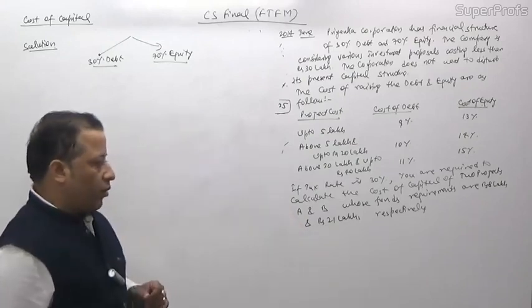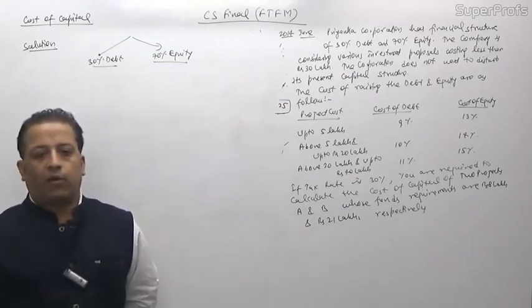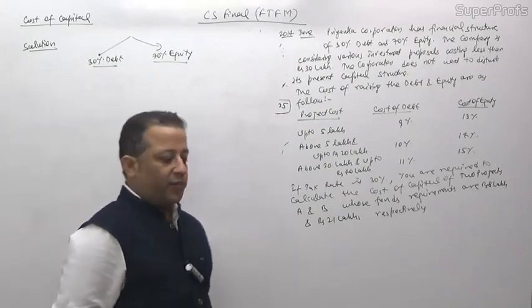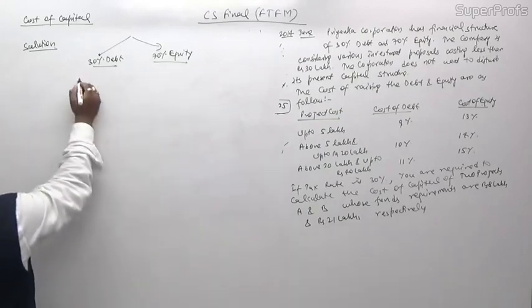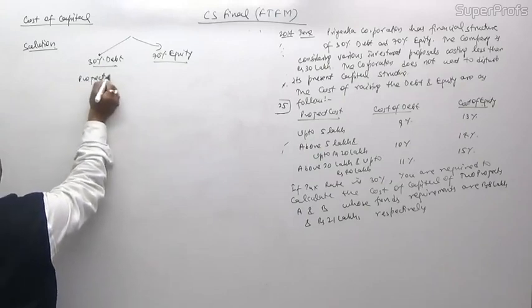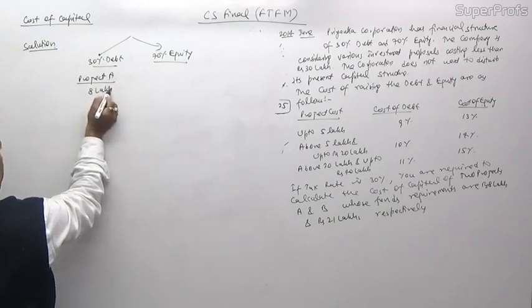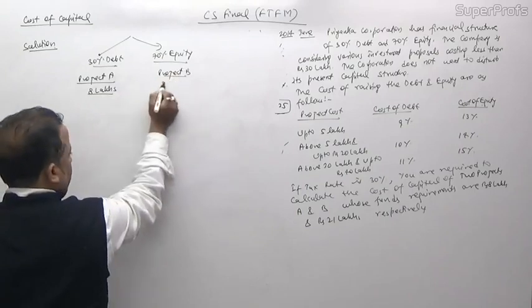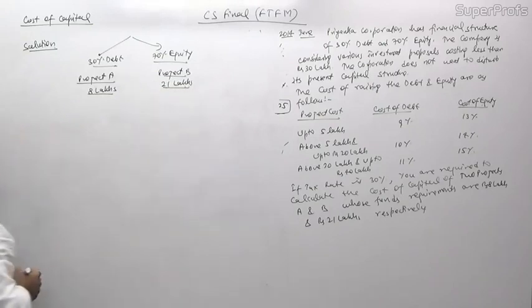A and B, whose fund requirements are rupees 8 lakh and 21 lakh respectively. So in project A, the fund requirement is 8 lakh rupees, and in project B, the fund requirement is 21 lakh rupees.